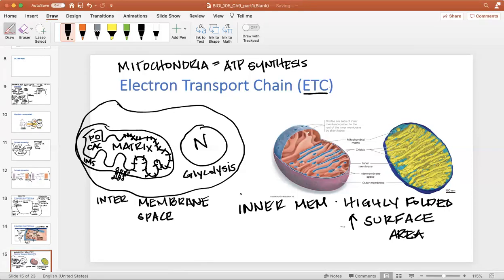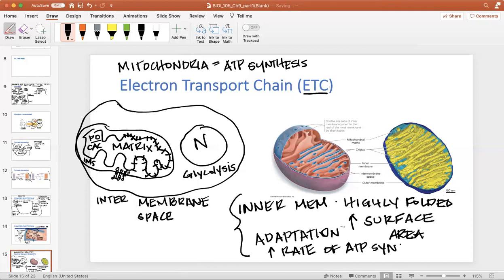So this folding of the inner membrane is an adaptation. And it's an adaptation to increase the rate of ATP synthesis, okay? Because the more membrane we have, the more space we have to park these electron transport chain proteins, and the more ATP we can make.